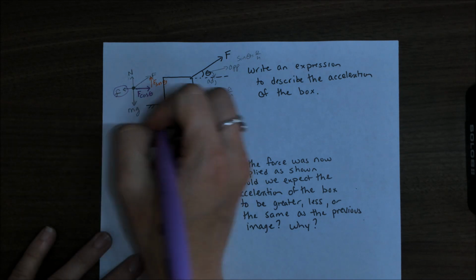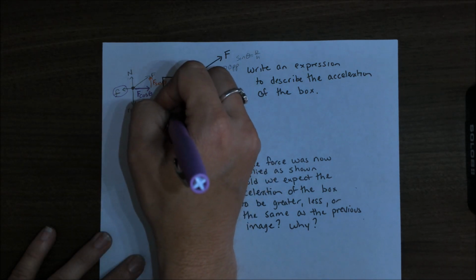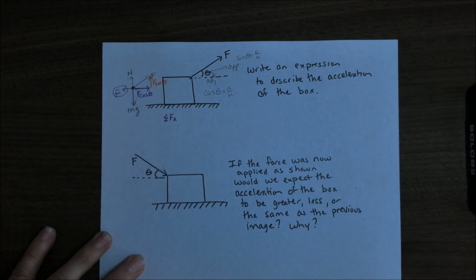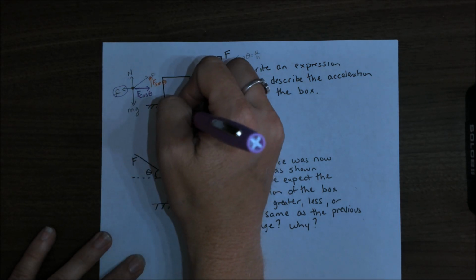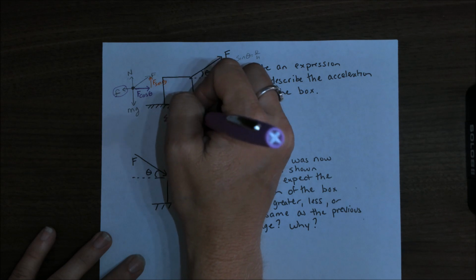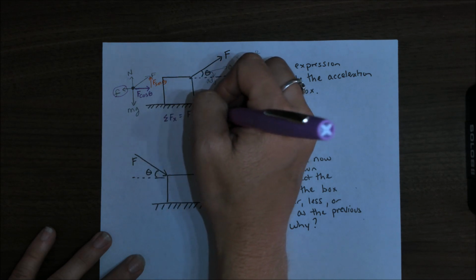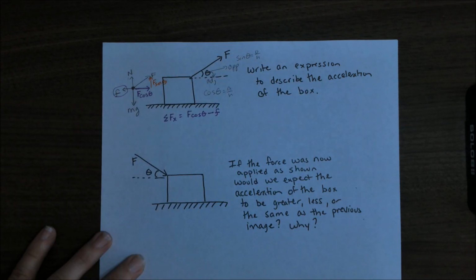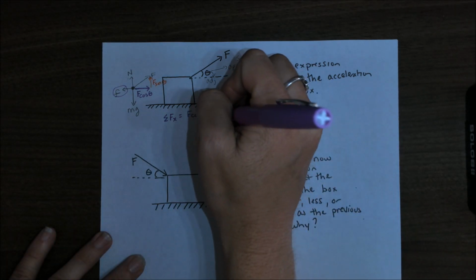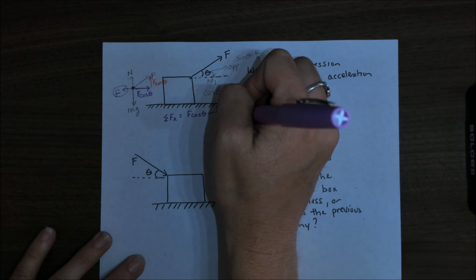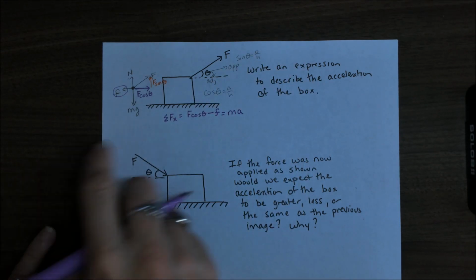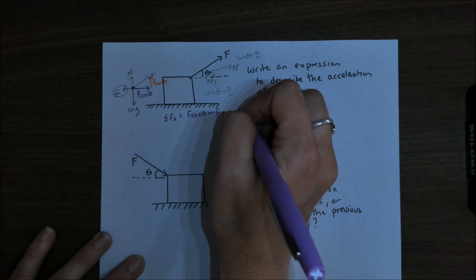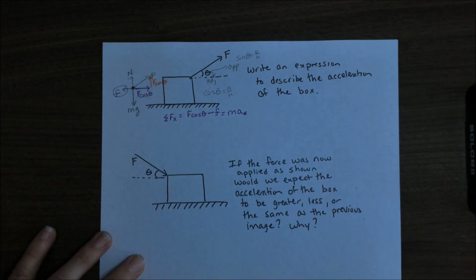And since they're in opposition, when I think about my x net force equation, I'm going to say that F cosine theta minus my frictional force is going to give me my net force. And my net force is always equal to mass times acceleration. Put a little x here just to keep track of my signs.